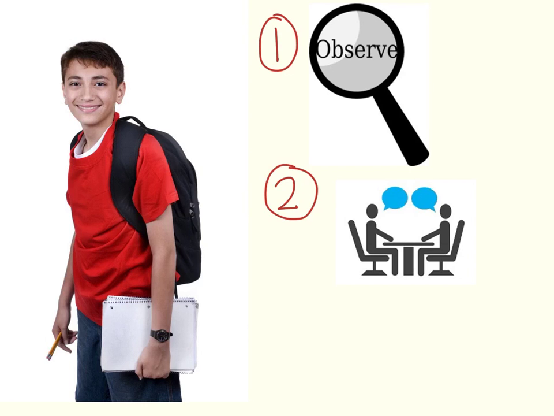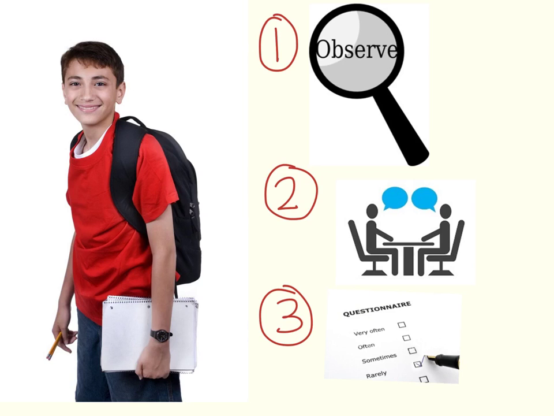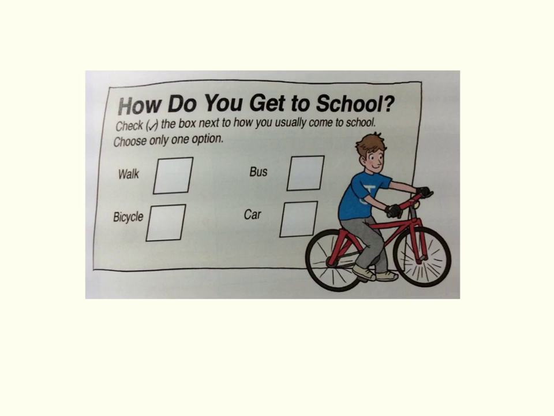There's a third method, and that is to conduct a survey using a questionnaire. So Sean could make a questionnaire for his classmates to complete, and it could maybe look like this. Sean could give this survey to his classmates, have them fill it out, and then return it to him so that he could tally the results.